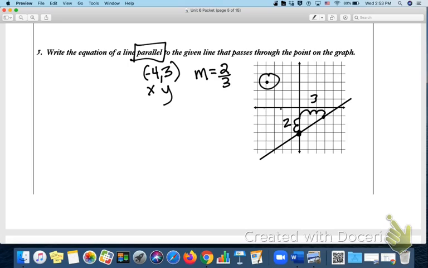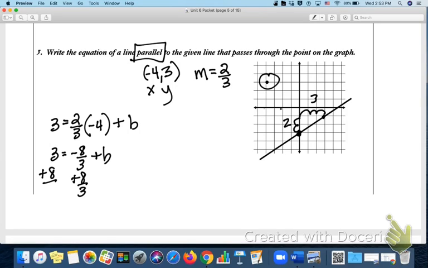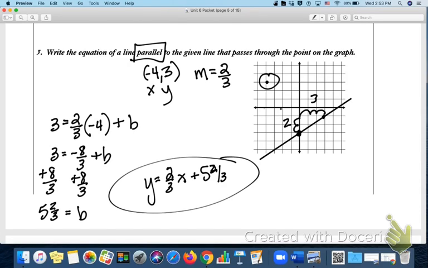Again, now I'm going to plug in what I know. Y, 3, is equal to 2/3 times x, or -4 plus b. Let's simplify that. 3 equals -8/3 plus b. I'm going to add 8/3 to both sides. And 3 plus 8/3 is 5 2/3. Now that I know the slope and the y-intercept, I can write them in slope-intercept form. Y equals 2/3 x plus 5 2/3.